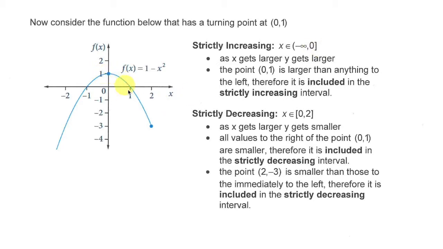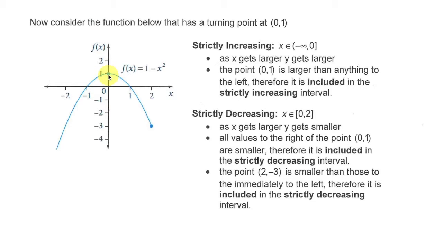Let's take a look at strictly decreasing. Now, the highest value on the right-hand side here is 0, 1. Everything to the right-hand side is less than it. So as x gets larger, y is getting smaller. So it's clear again to us that the position 0, 1 is included in the interval that is strictly decreasing.